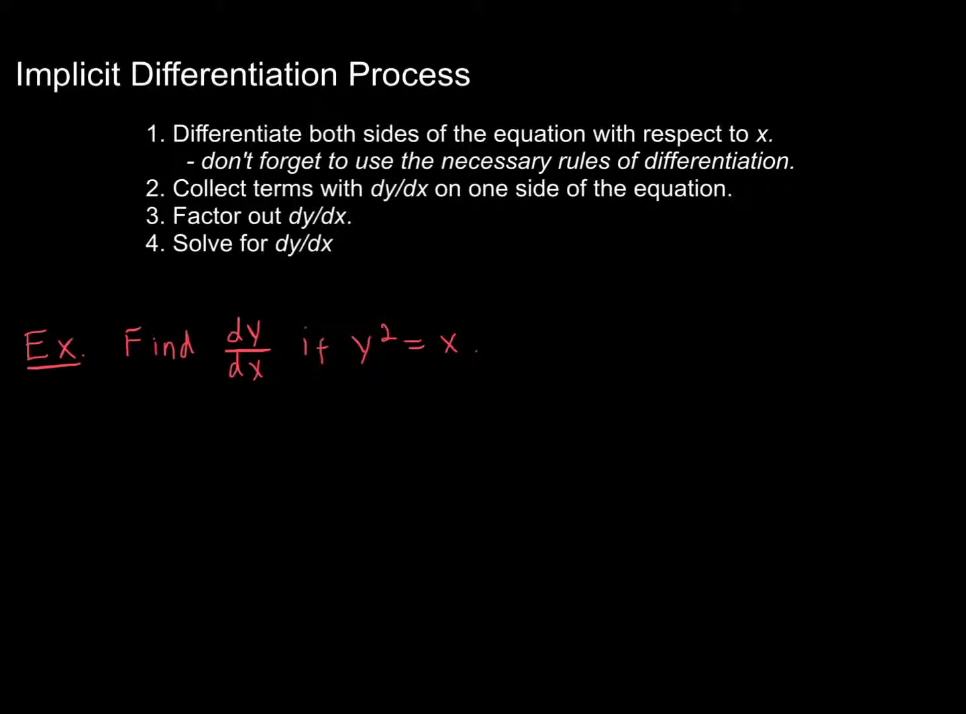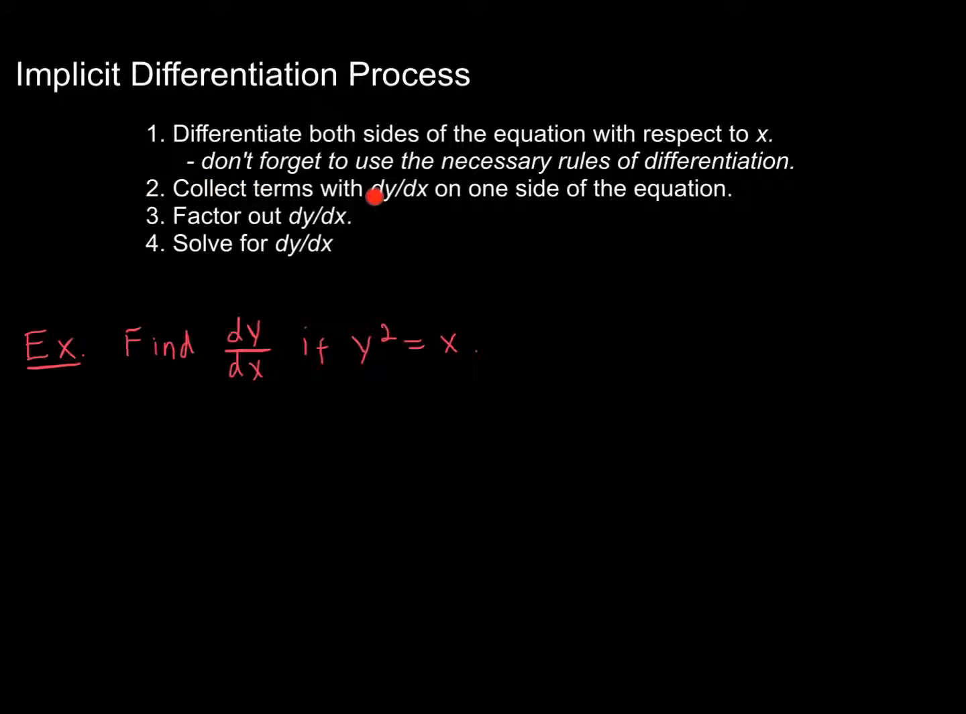All right, so if I'm given a function where y is not explicitly solved for, meaning it's not y equals 3x plus 2, where y is instead implicitly defined as a function of x, so we can't actually solve for it, then we can still find the derivative of y with respect to x using the implicit differentiation process. So we differentiate both sides of the equation with respect to x. Don't forget to use the necessary rules of differentiation. You can't let those fly away.